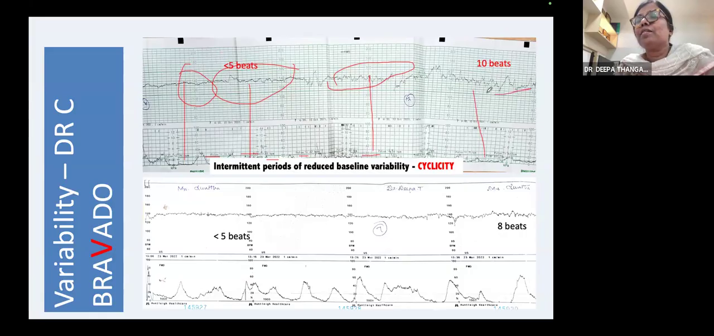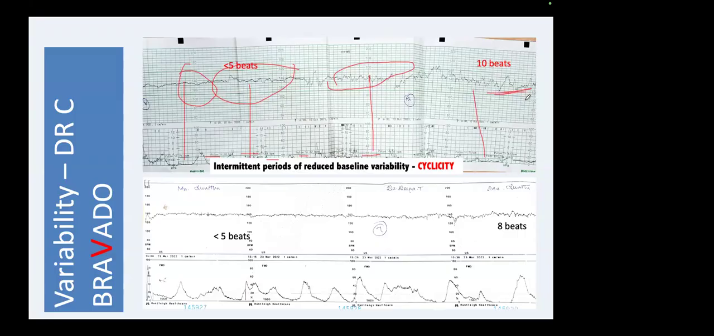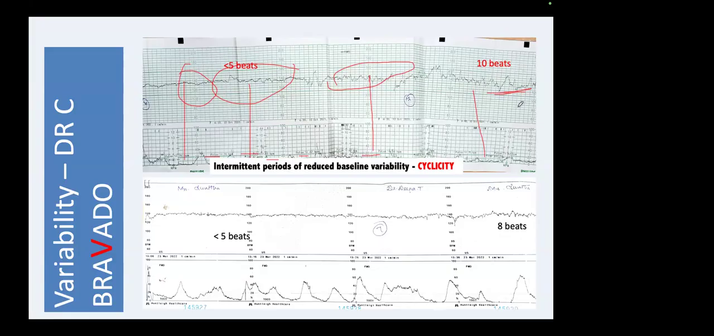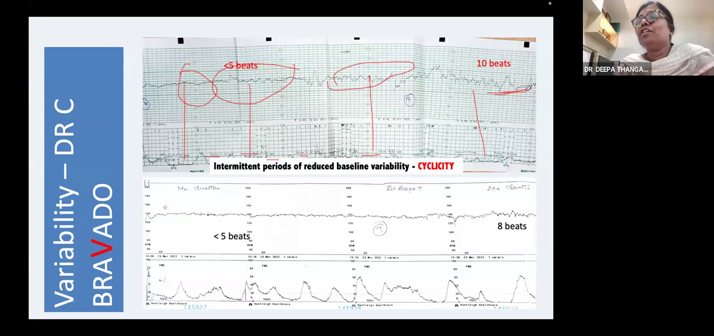Do you call this a variability? Yes, ma'am. Why am I calling this a variability? I will teach you. This is not an acceleration. When we come to acceleration, I'll teach you. The dictum for acceleration is that from the baseline it will go up and come and settle in the baseline for some time. This is going up and down, up and down. It's not an acceleration. It's a part of increased variability: a period of increased variability followed by normal variability.